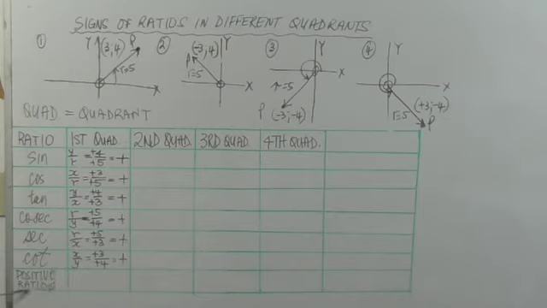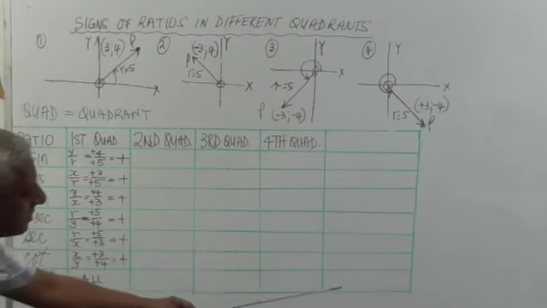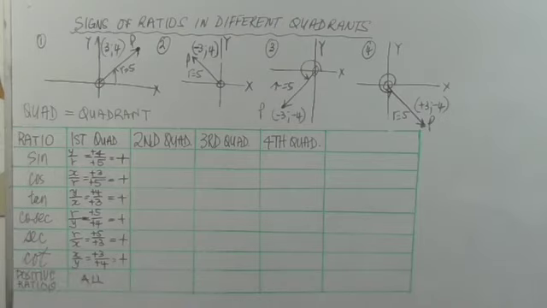So now, final answer. We want to know which ratios are positive in the first quadrant. So we go here and we have a look. We find all are positive. So we write the word all here. All are positive. If 2 are positive, you write the name of those two ratios. You will find that 2 will be positive, 2 will be positive, 2 will be positive. But you have to find them for yourself.